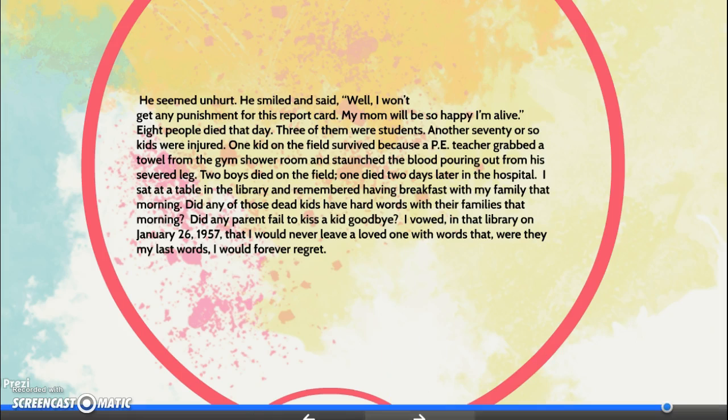One kid on the field survived because a PE teacher grabbed a towel from the gym shower room and staunched the blood pouring out of his severed leg. Two boys died on the field. One died two days later in the hospital.